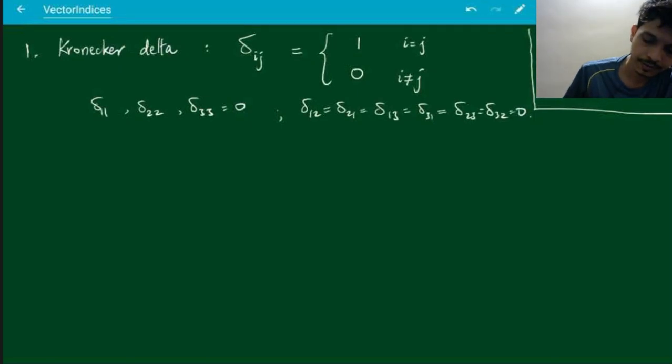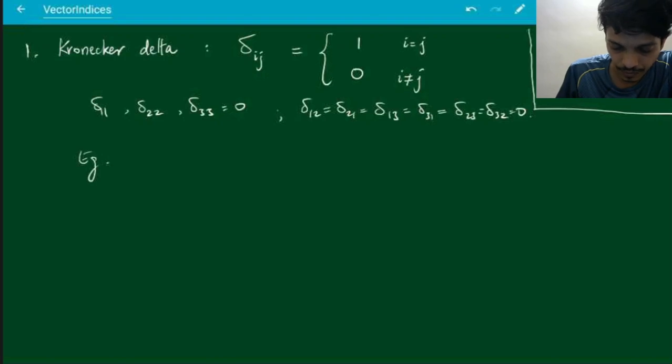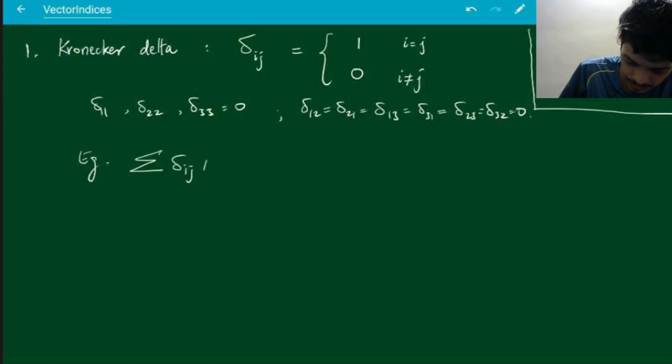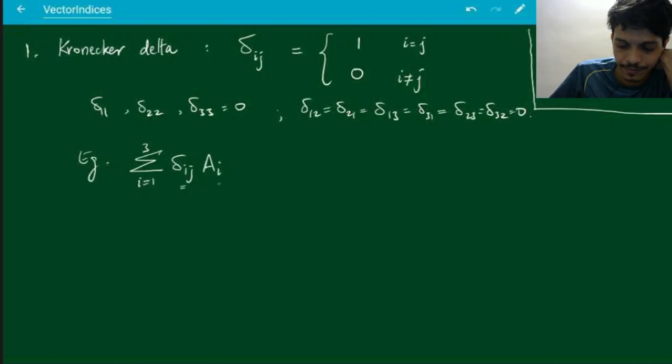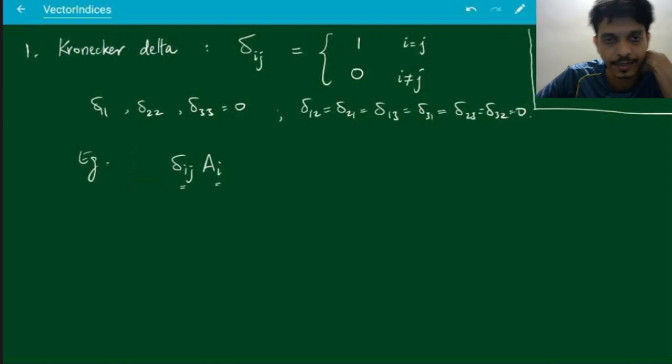So let's do one possible example of how one uses this Kronecker delta. Suppose I have some vector a, and what if I want to calculate delta_ij a_i, summation i going from 1 to 3. Now remember, we are going to use Einstein summation convention. So over here, since the index i is getting repeated, I actually don't have to write this sum. It's understood that I'm going to sum over i.